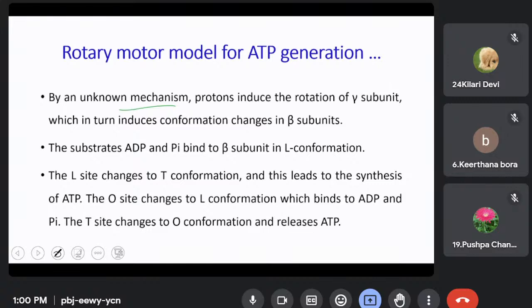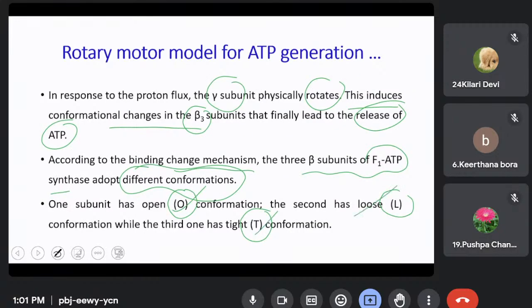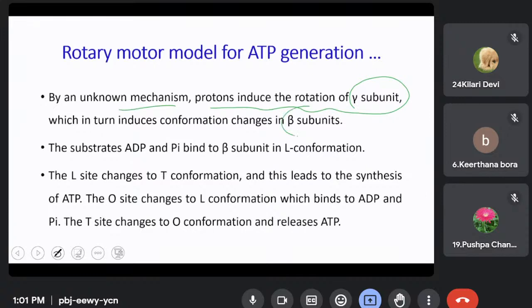So by an unknown mechanism, protons induce the rotation of the gamma subunit, which induces the conformation changes in all three conformations of the beta subunits. The substrates ADP and inorganic phosphate bind to the beta subunit in L conformation. So what happens? ADP and Pi are attached to the beta subunit in L conformation. Now what happens? The L site changes to T conformation.